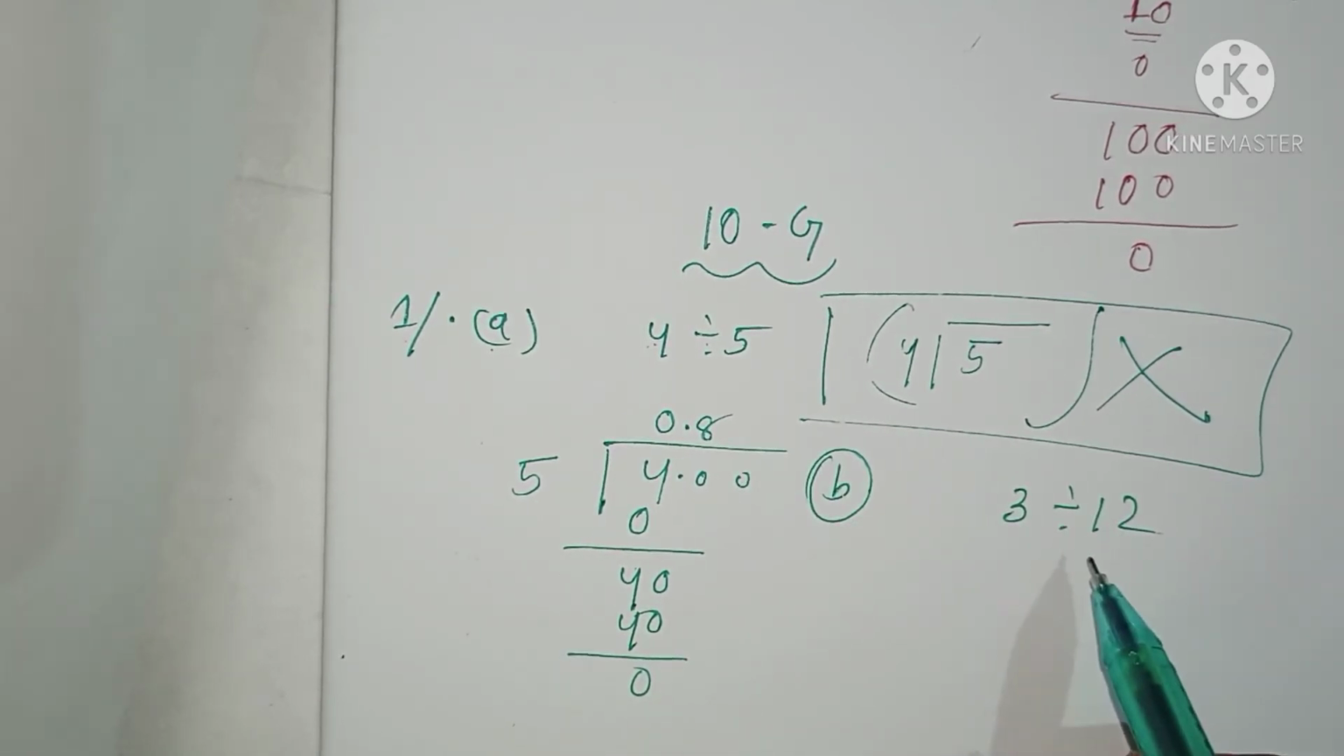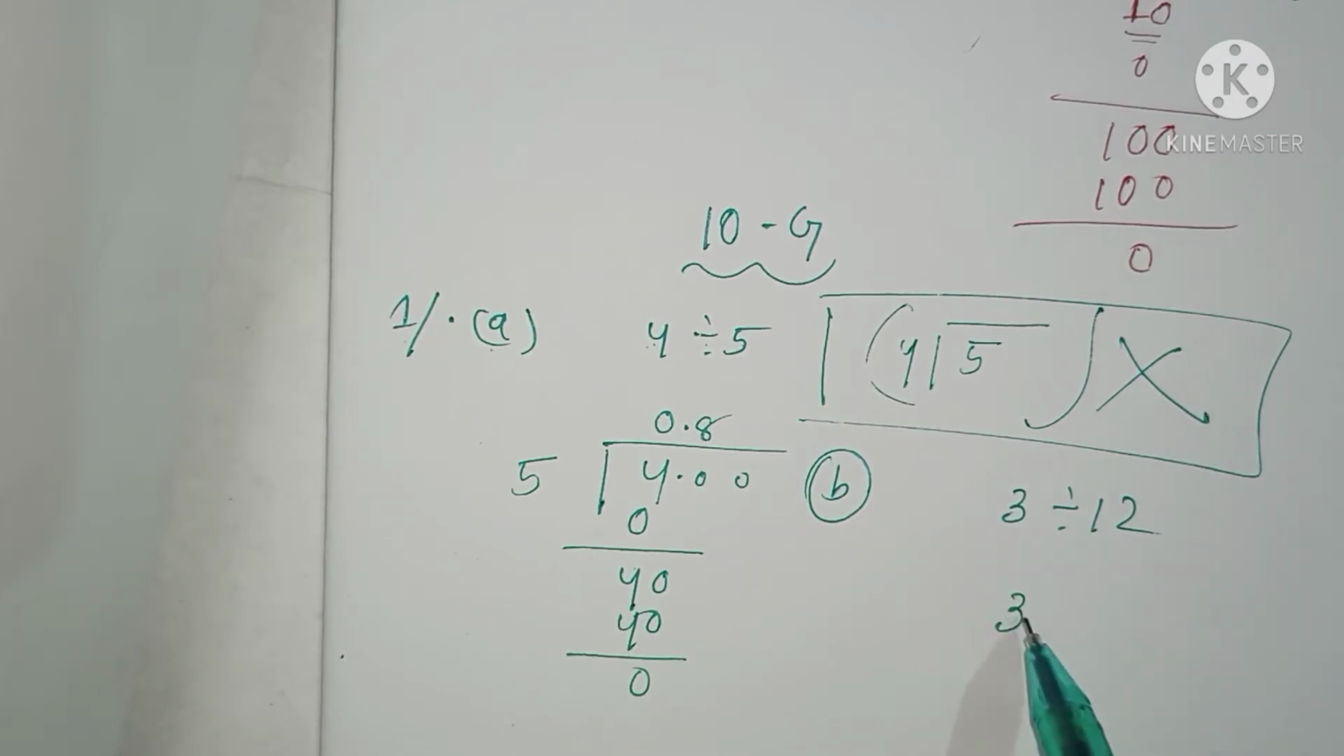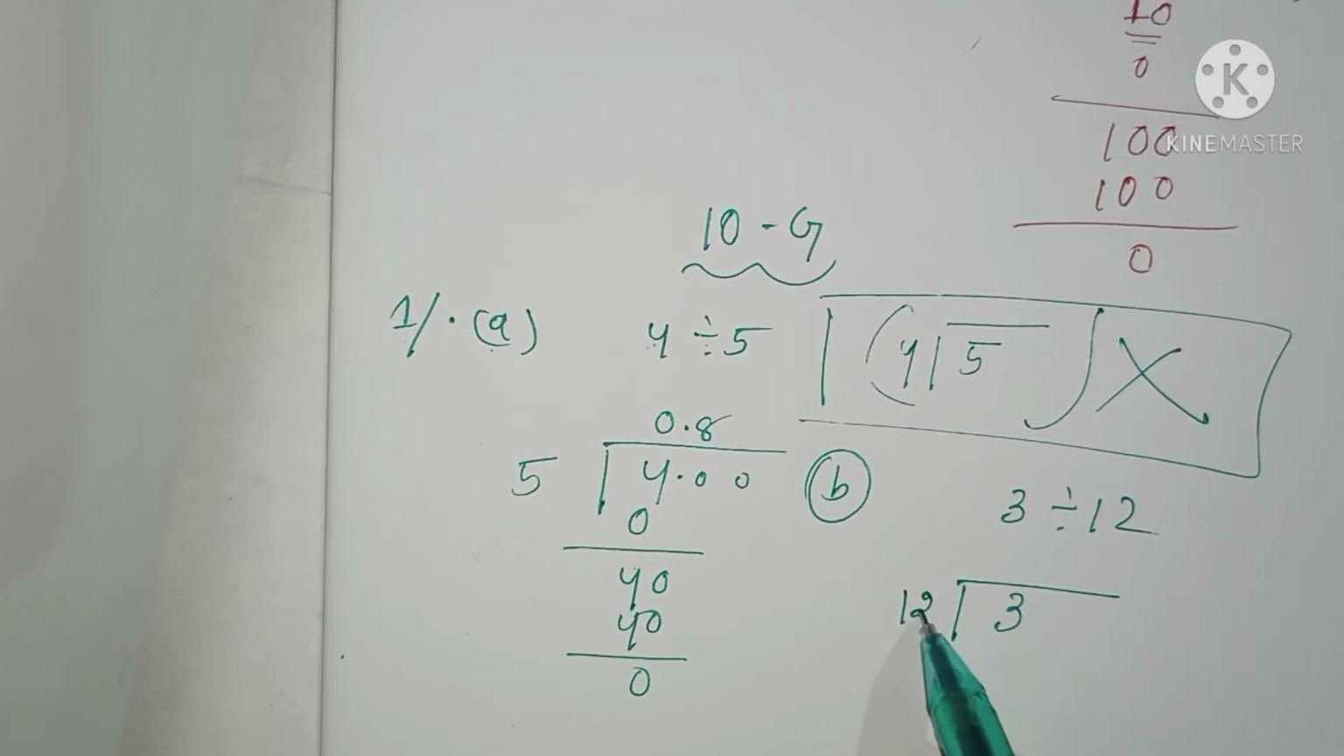Here also students do 12 divided by 3 wrongly. Don't do that. 3 is the dividend and 12 is the divisor.